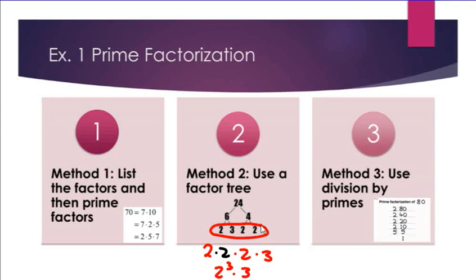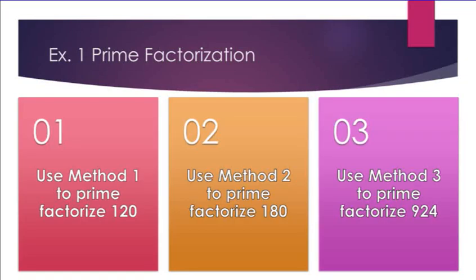And then method 3, use division by primes. So here you're always dividing by a prime number, and your goal is to make it all the way down to 1 underneath here. And then all your prime numbers are every number on the side here. So let's take a look at some examples here. We're going to use each of the 3 methods and just practice with those.